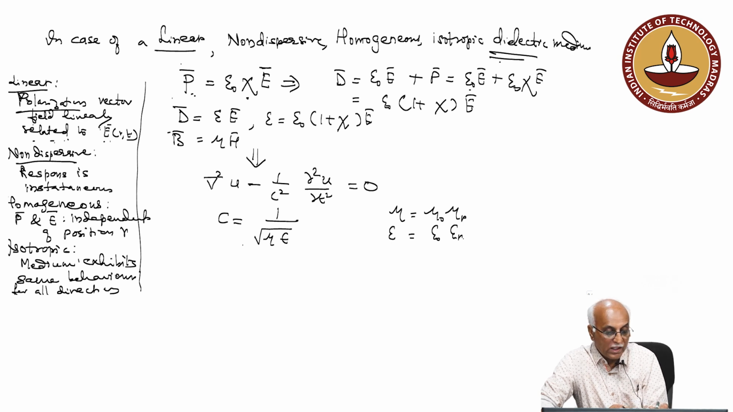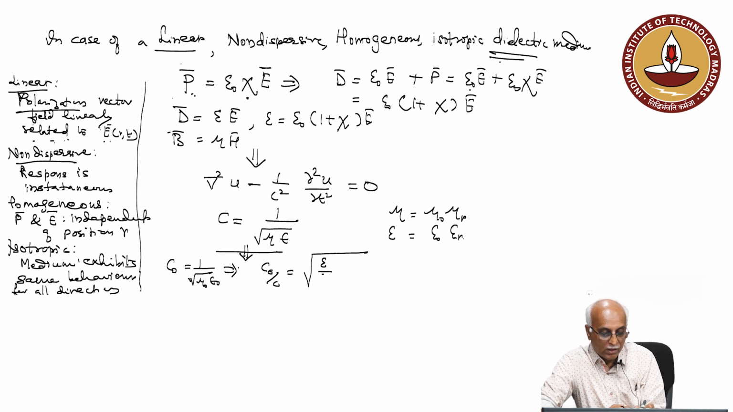So if we consider this, then the relationship between C0, which is 1 upon square root of mu 0 epsilon 0, and C, which is 1 upon square root of mu epsilon, gives C0 by C equal to square root of epsilon by epsilon 0 times mu by mu 0.